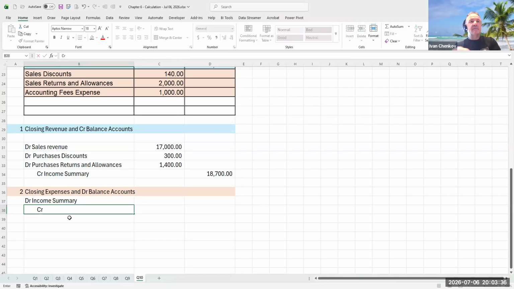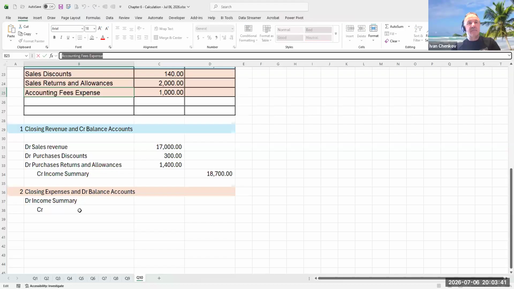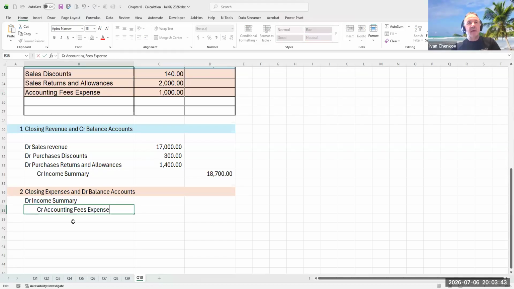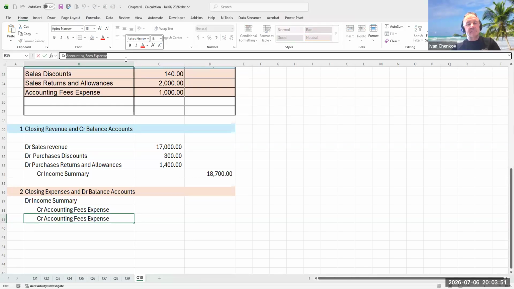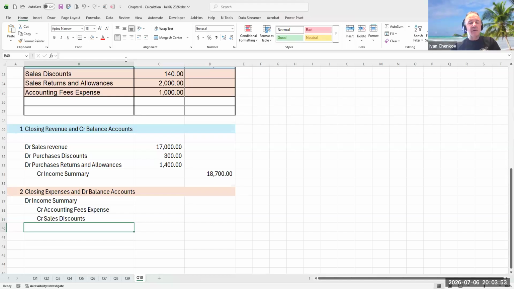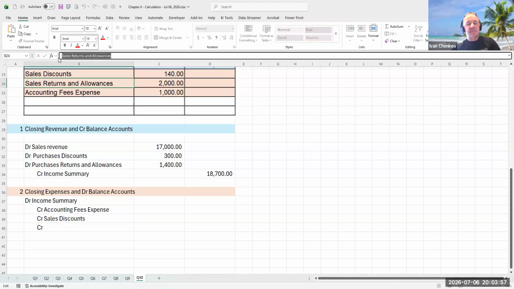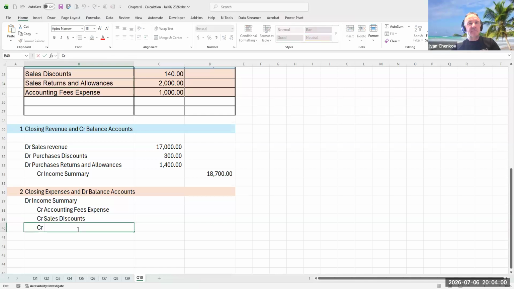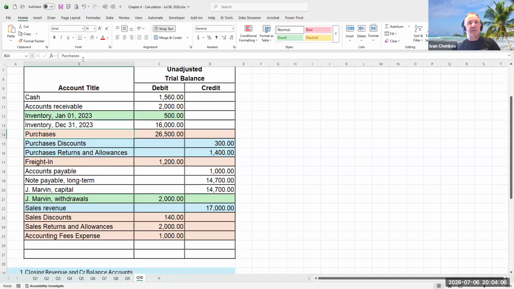First, I'm going to credit accounts fee expenses. Then I'm going to credit sales discounts. Then I'm going to credit sales return allowances. Then I'm going to credit purchases.